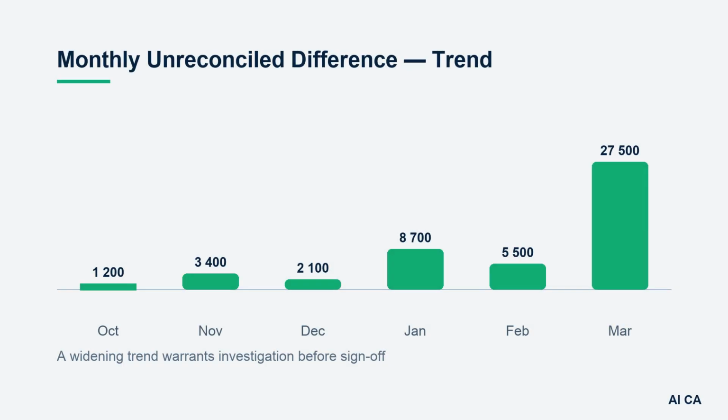A bar chart of the monthly unreconciled differences over 6 months tells you more about control quality than any single reconciliation ever will. A widening gap or a volatile pattern signals either growing timing differences, which could mean checks are going stale, or accumulating errors. Auditors and internal reviewers look at this trend first.